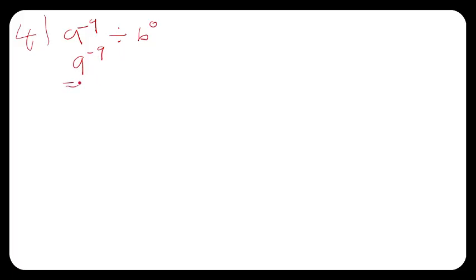So in this scenario, anything that has negative, that means you are putting 1 over it. So this now gives us what? 1 over a raised to power 9. So the fifth question.